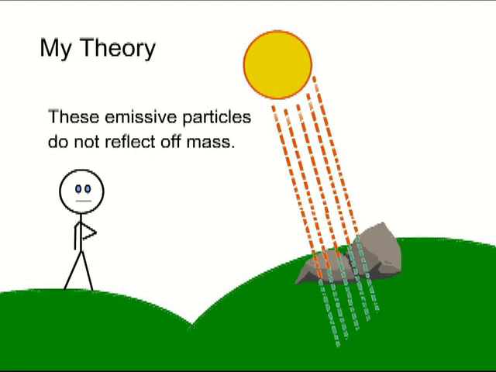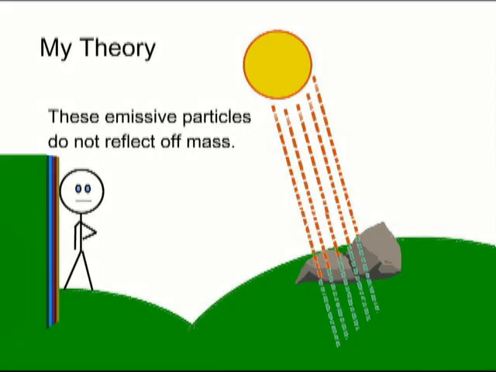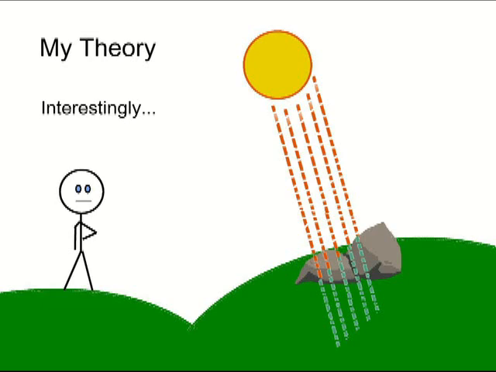In short, these emissive particles do not reflect off of mass, but rather they enter the Earth's crust in a straight line. Interestingly, I personally believe these collected particles energize the Earth's crust and accumulate there, using the Earth's crust as sort of an electromagnetic condenser or capacitor, which might give us an explanation of origin for gravity and the Earth's magnetic field. That's called Richter's theory of gravity, and it's a video for another day.